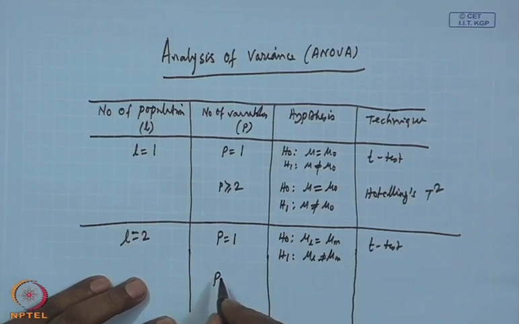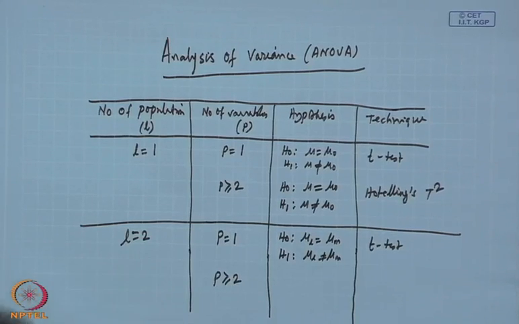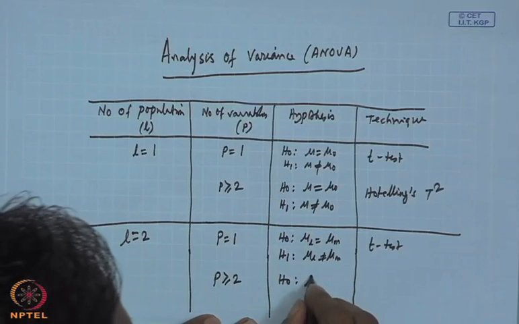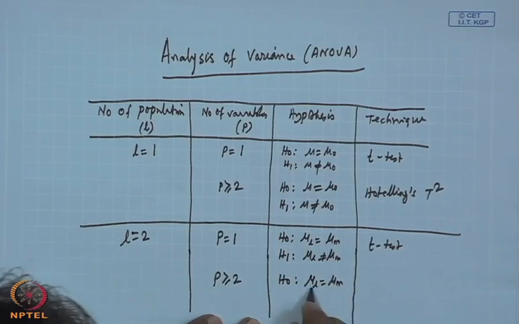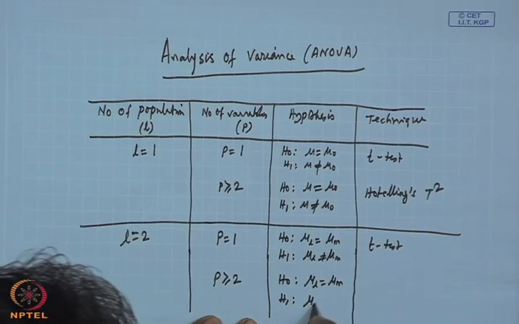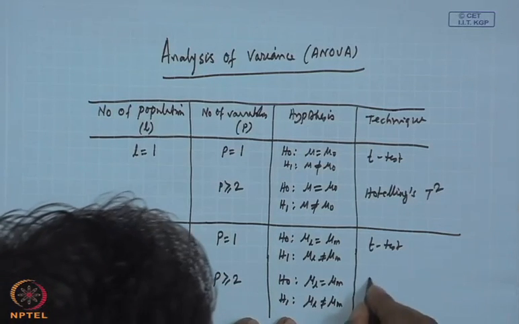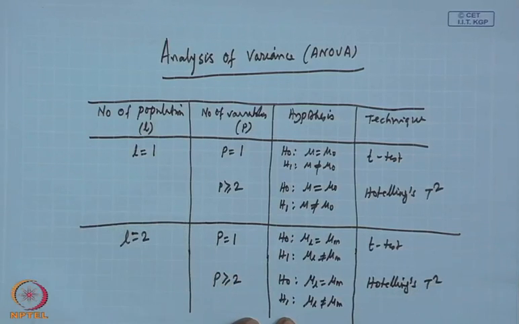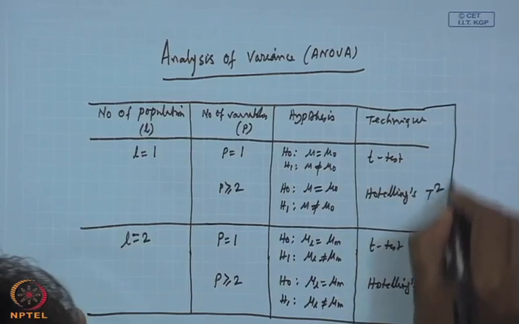And for the P greater than or equal to 2 case, we have the hypothesis that mu L equal to mu m, where mu L and mu m are vector quantities, and H1: mu L not equal to mu m for at least one pair, and we also used Hotelling's T square. Okay. So this is what we have already completed from the hypothesis testing point of view.